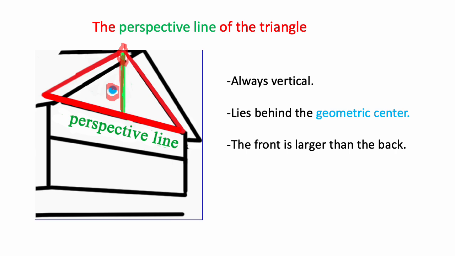And it forms right angles in perspective. So this right angle is small, and this one's a little larger. And as a result, the front edge of this triangle is larger than the back edge. And that's what we expect with perspective. Everything in front should be larger than things in the back.